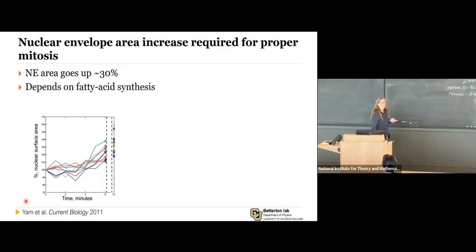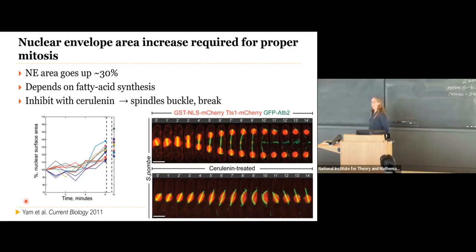And part of the way they could look at this is they found that this area expansion depends on fatty acid synthesis. So the cell is actually making new lipid molecules and using that to make a bigger nuclear envelope. And one way you can see that very dramatically is mess it up, okay? And so in these experiments from their work, look especially at this lower panel, they can treat the cells with a drug called cerulenin that's an inhibitor of fatty acid synthesis. So when the cells are treated with this, the nuclear envelope area cannot expand during mitosis, okay? And look at what happens. I think this is so amazing.